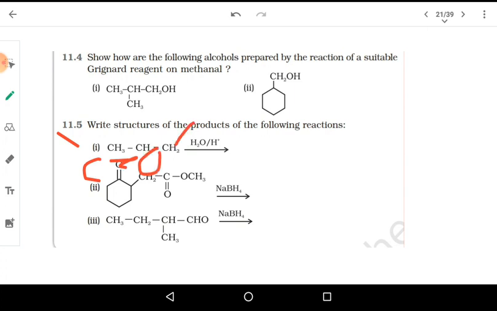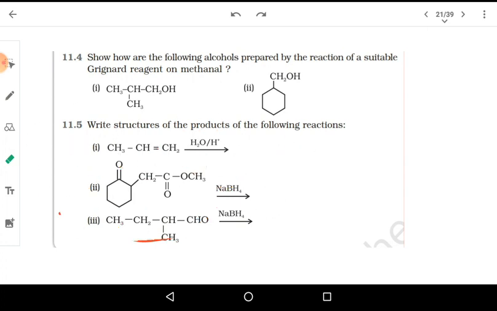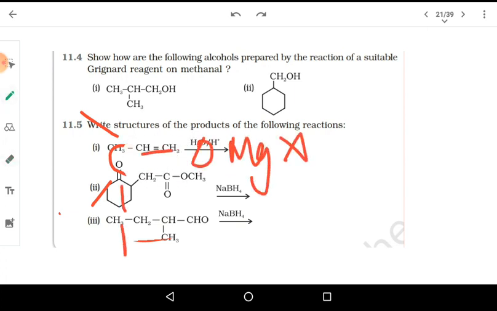C double bond O. This is treated with RMgX. Now this group is coming and attaching over here, so we'll get the adduct. What is the adduct? The adduct is C single bond O MgX, and we have an R here. This much group is moving out as MgOHX, so we are left with this, right?